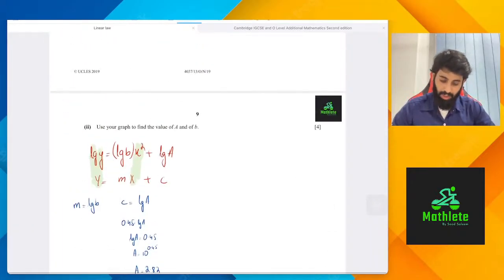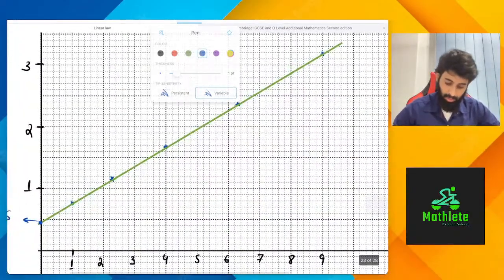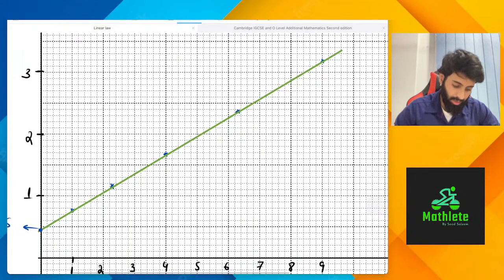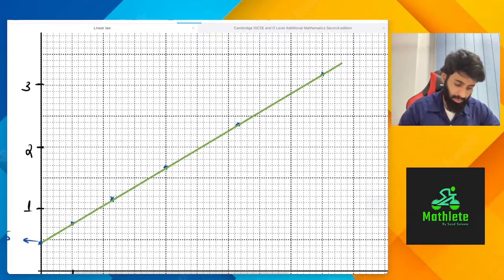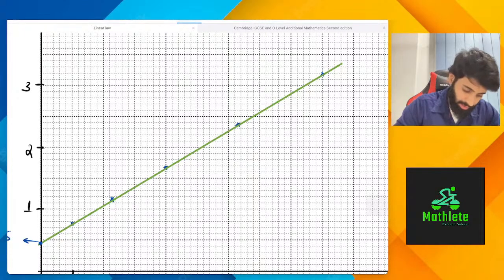Then let's find out the value of b. To find the value of b, I need the gradient. For the gradient I need 2 points. Other than the points that we have marked, we will use any 2 other points. Make sure that you don't end up using the points that you have marked. Try and look for integer coordinates, but don't waste your time finding them. If you can't find them, just look for other points that are easy to read.